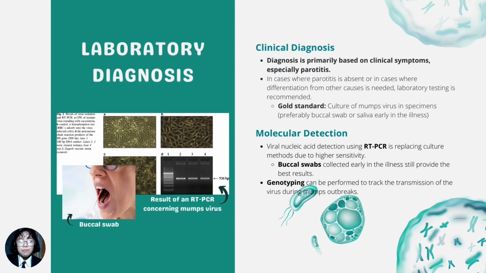Moving on, although culture methods are the gold standard, they require experienced personnel and specialized reagents. As a result, they are being increasingly replaced with molecular detection of viral nucleic acid. Under molecular detection, RT-PCR is recommended as the primary diagnostic test for mumps because it is more sensitive than serology. As with culture, buccal swabs collected early in the illness provide the best results. Genotyping may be performed to track transmission of the virus during mumps outbreaks.